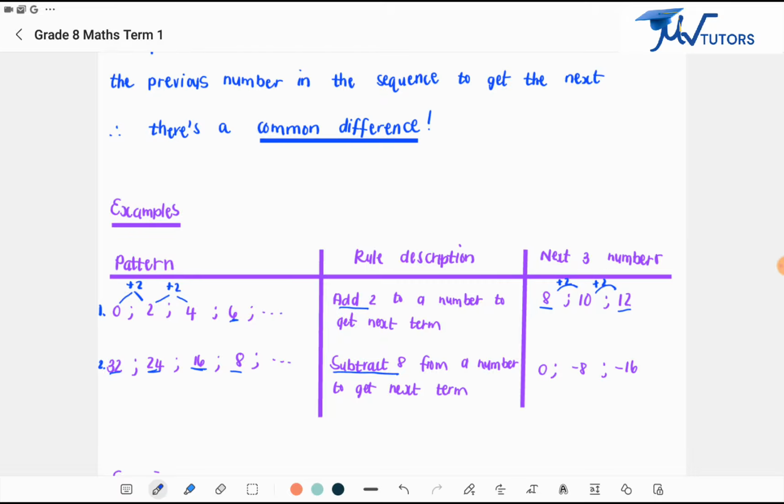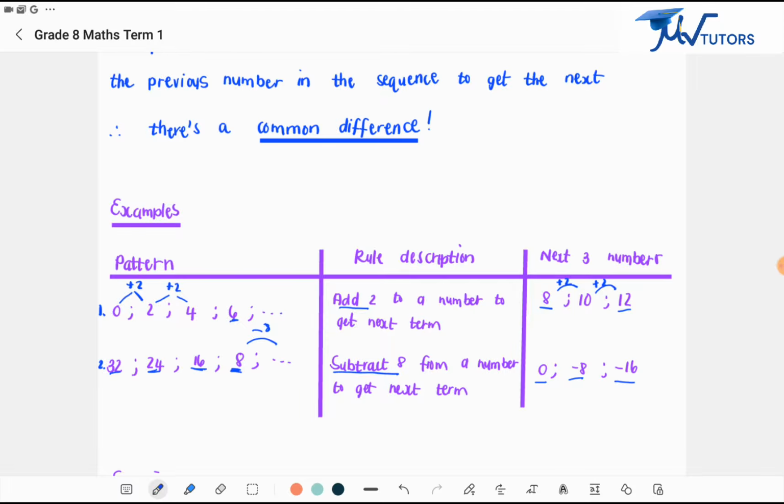And if I'm looking for the next 3 terms from 8, if I subtract 8, I'll get 0. And if I subtract 8, I'll get negative 8. Again, if I subtract 8, I'll get negative 16. Remember, we spoke about integers. Integers are numbers from negative infinity to positive infinity. By now you already know that the negative numbers do exist. It's not new information for you.